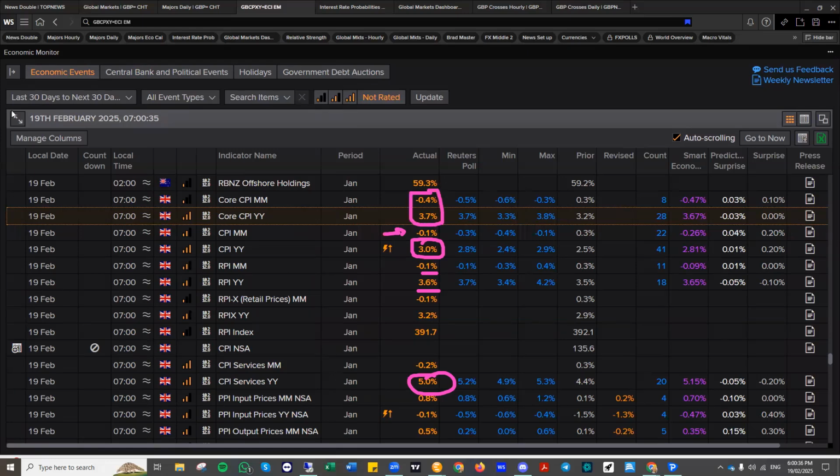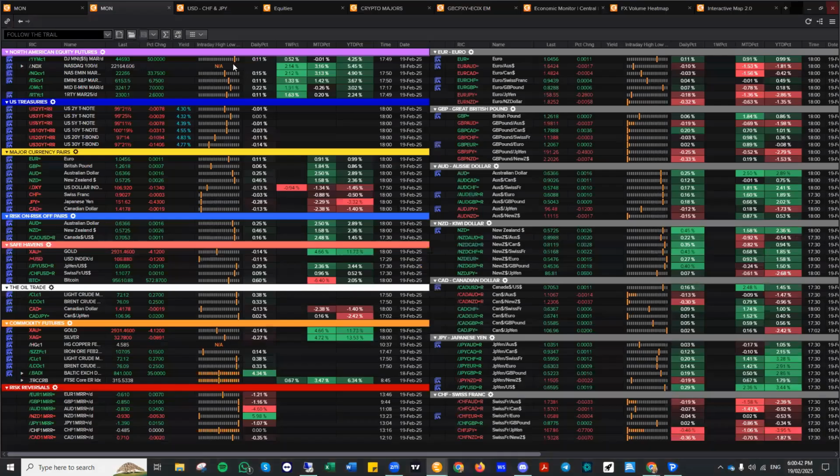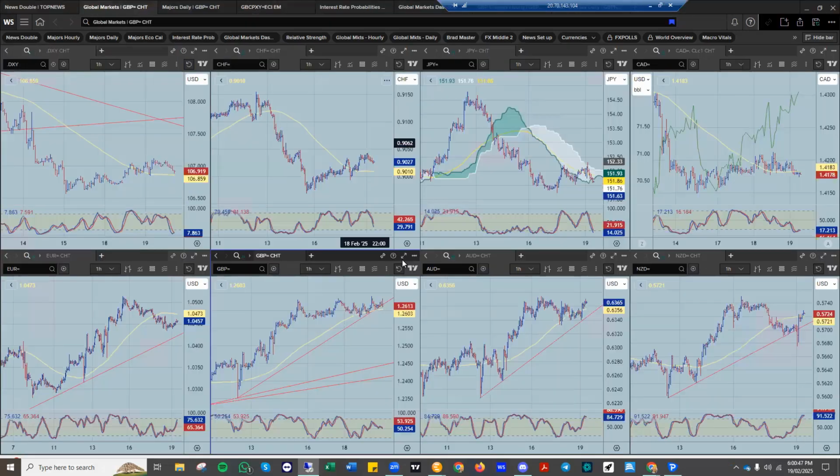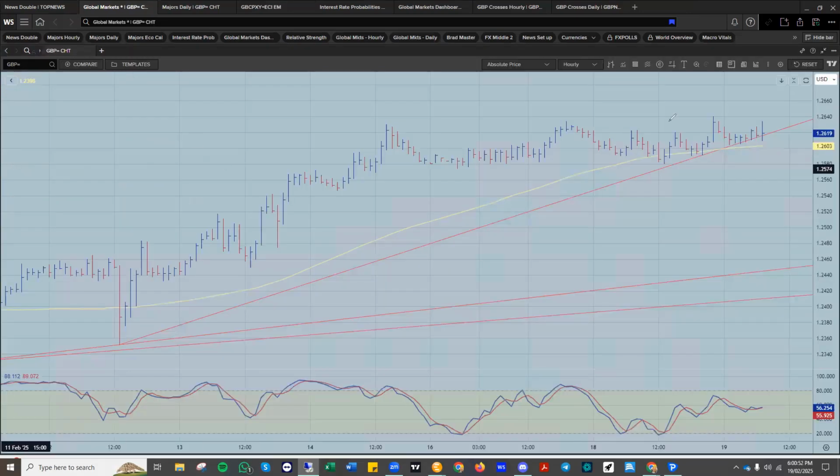So let's just check out the price action here because it's probably spiked. I saw the initial spike when it came through. Okay, so it spiked up into the 30s, right? Everyone see the price action? And as I was saying, the services number has put a spanner in the works. So it's right back to where it was.